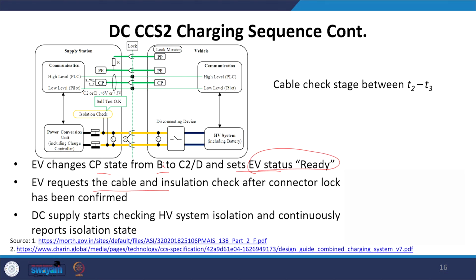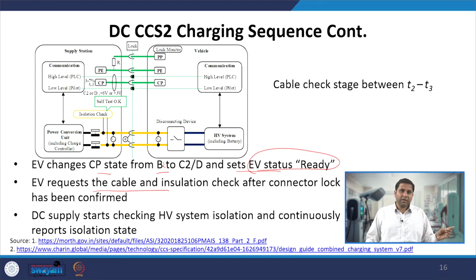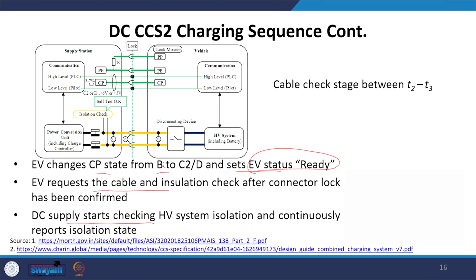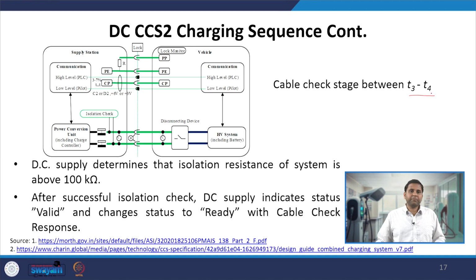So, now the DC EVSE was actually doing the insulation check within itself, but now the vehicle requires the cable and insulation check, that you must do the insulation check of the cables, between DC plus and DC minus line. The DC supply then starts checking the high voltage isolation, and it will continuously report the status of that isolation to the vehicle. So, this was the case between T2 to T3 time period.